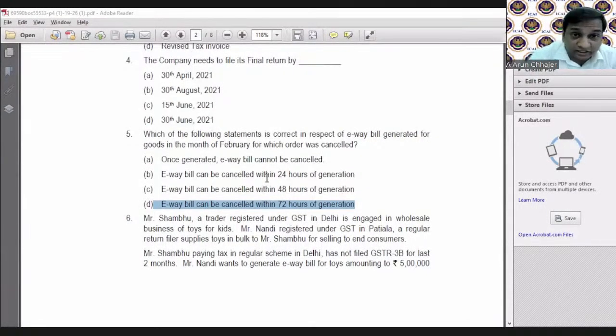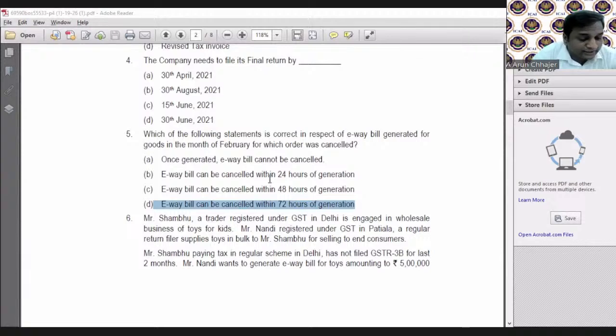We know the GSTR1 is only filed after the end of the current tax period. There are two exceptions. Which are those two exceptions? I'm waiting for your answer. What would be the answer? The exception to GSTR1 not being filed before the end of the tax period.